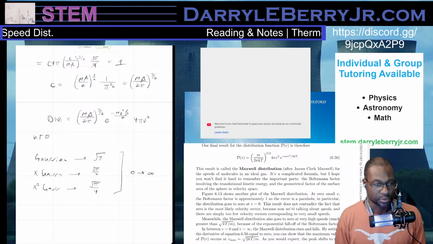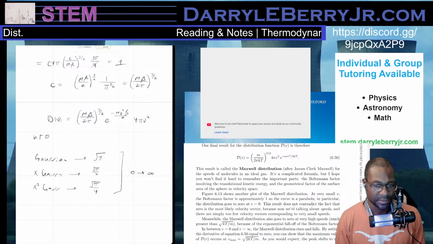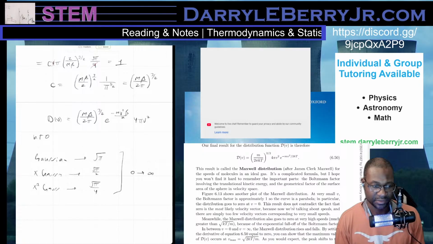At very small v, the Boltzmann factor is approximately 1, so the curve is a parabola. And in particular, the distribution goes to 0 at v equals 0. This result does not contradict the fact that 0 is the most likely velocity vector, because now we're talking about speeds. And there are simply too few velocity vectors corresponding to very small speeds. Meanwhile, the Maxwell distribution also goes to 0 at very high speeds, much greater than square root of kT over m, because of the exponential falloff of the Boltzmann factor.